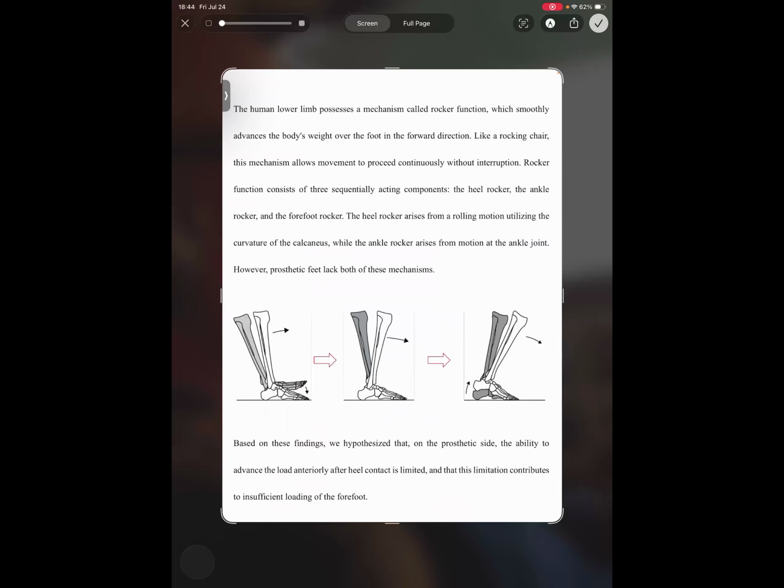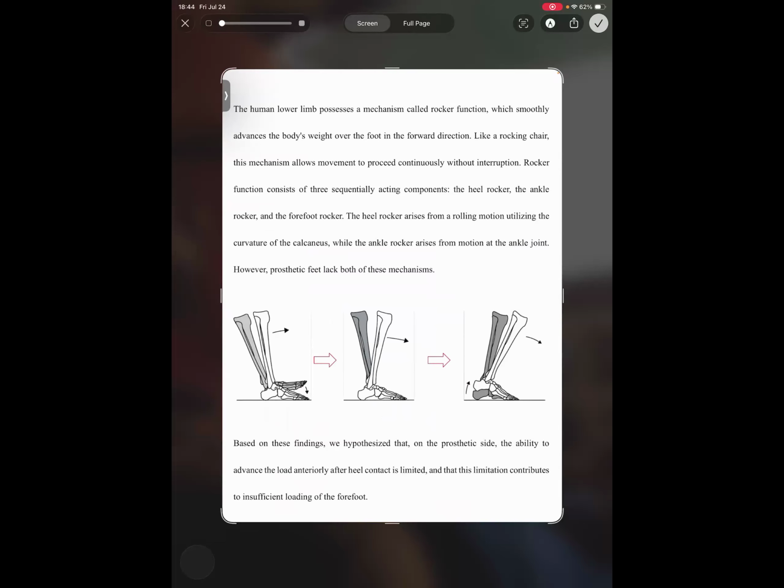Based on these considerations, we formulated the following research question. Does a faster forward COP velocity during the first half of the stance phase correspond to earlier heel off timing? Good question.